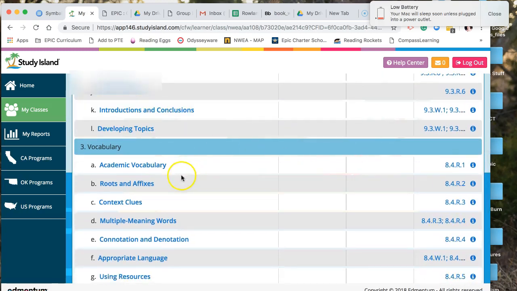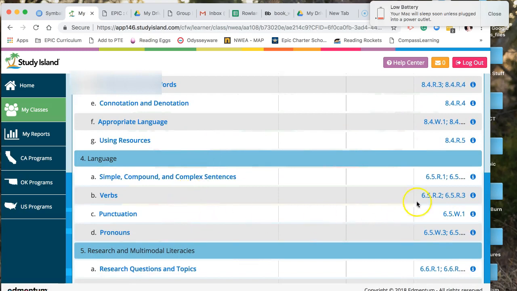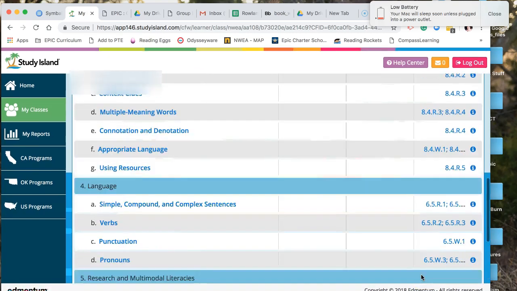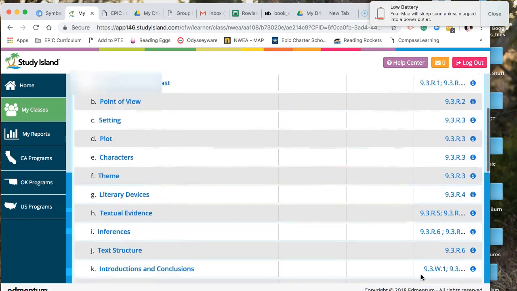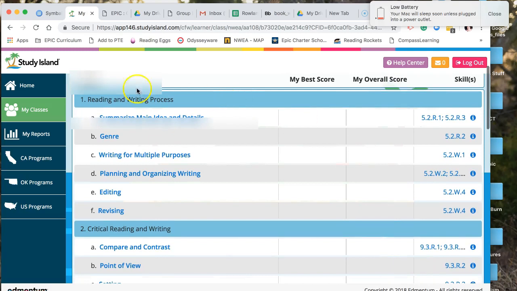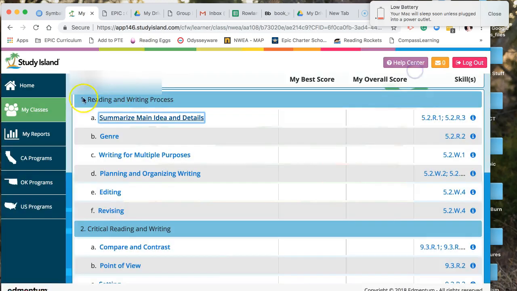Also in vocabulary, this child scored at the 8th grade level. And then now you can see in language, we're at the 6th grade level. Research and multimodal literacy, 6th grade level. So this kind of gives an indication of where your child needs to build skills and work on their weaknesses. So I would start here with the lowest skills. Again, you'll click here, go in, do the lesson, print the worksheet, and then we can either do practice or game mode.